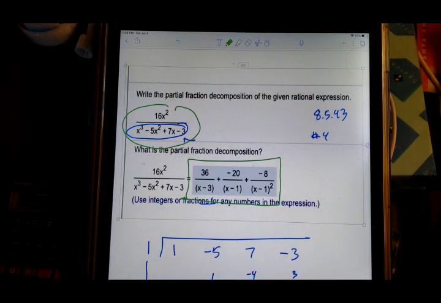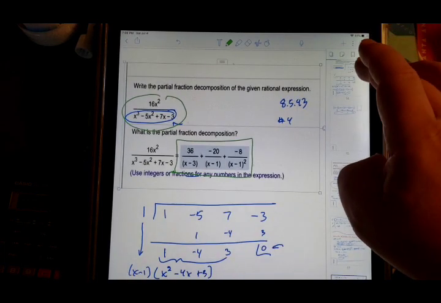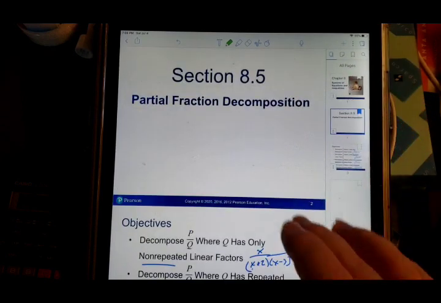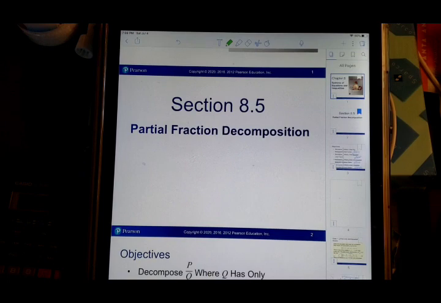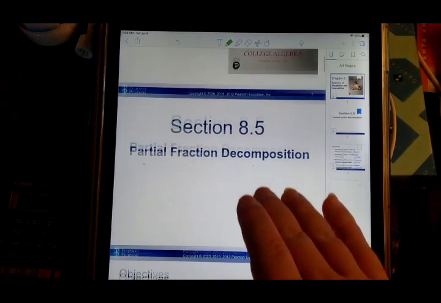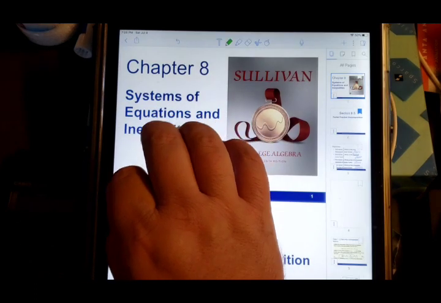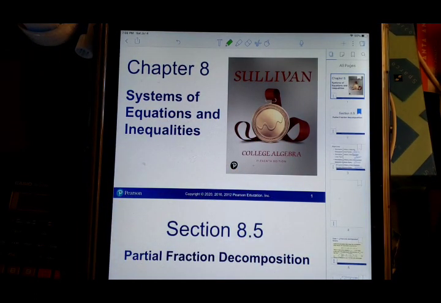But that's it. I think I did cover everything. So this will be the last video of the section. Section 8.5, partial fraction decomposition. And again, it's part of the systems of equations chapter because maybe you need systems of equations or maybe not to solve these. And I'll have to leave it at that. That's 8.5. I'll see you in another video, another section.